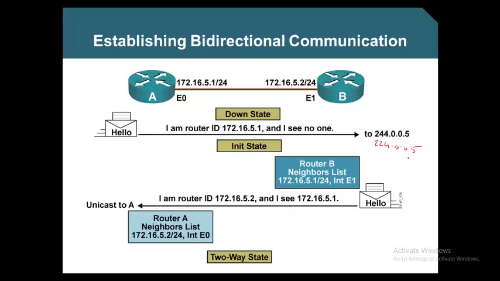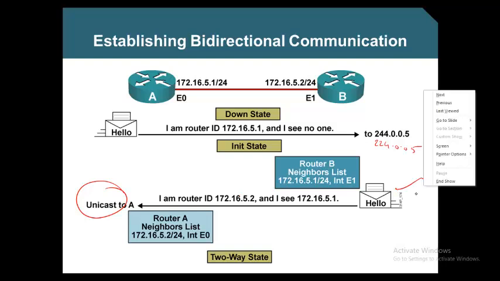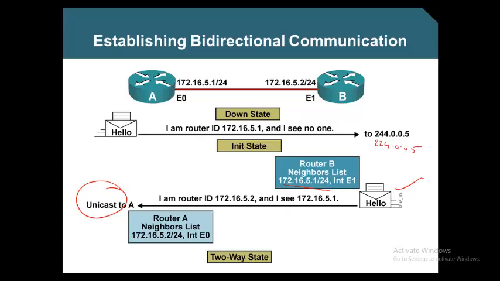After this, they are going to share the update, but both cannot share at the same time, no? One should share, the other should receive. So what happens? Between these two routers, they come to a conclusion on who will share first and who will receive.